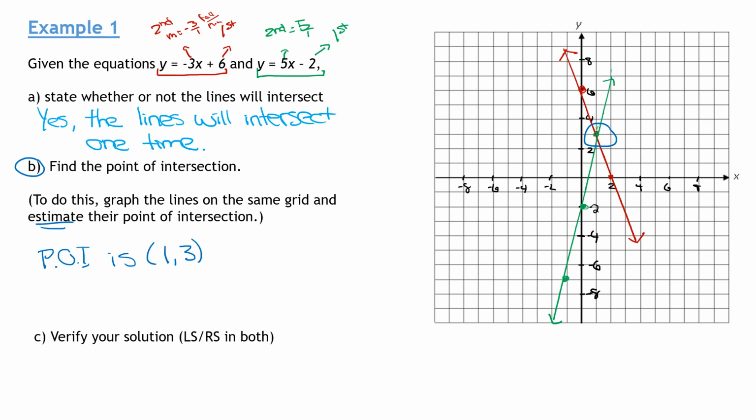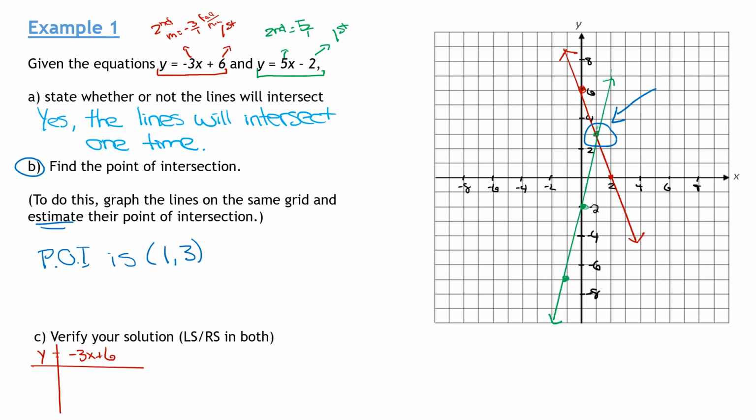Now part C says verify your solution. So lots of times you'll graph it and it won't be as nice as this. So we're going to verify our solution by going, first I'll write down the first equation in red. I'm going to do a t-chart here, and let me just get my ruler and see if it will cooperate with me. Oh, that wasn't too bad. Okay, so over on this side of my equation, my red equation was the y. The equal sign was here. I don't need to put that there. And on the right side, I had negative 3x plus 6.